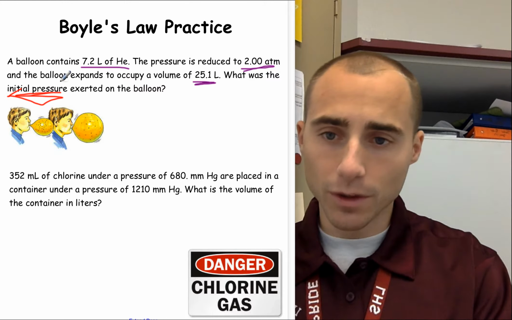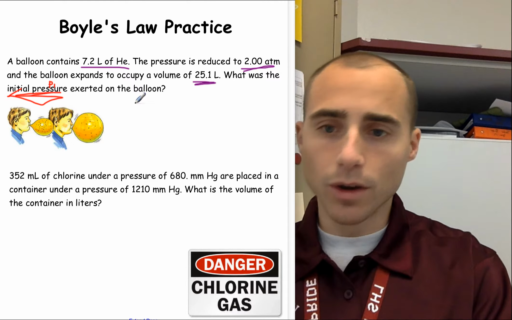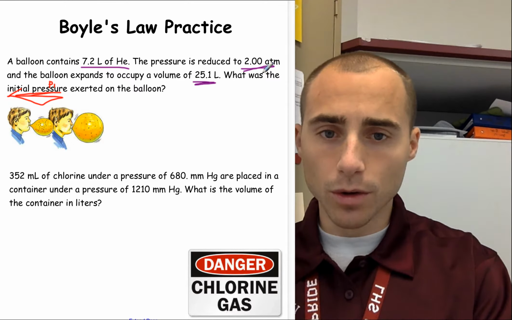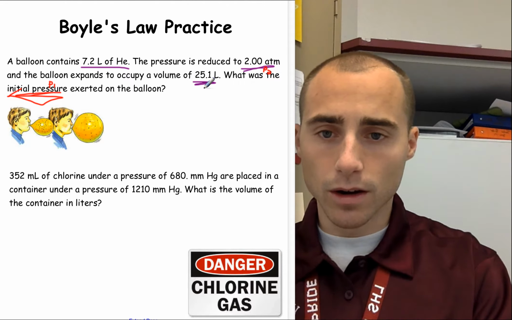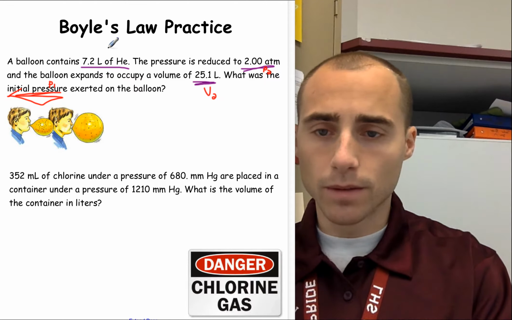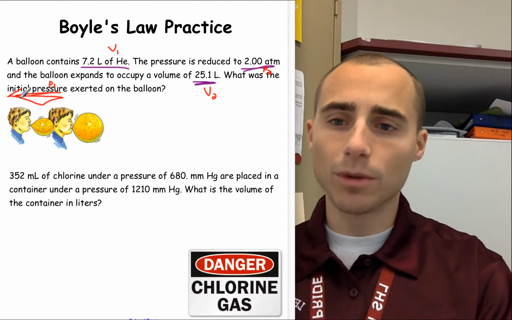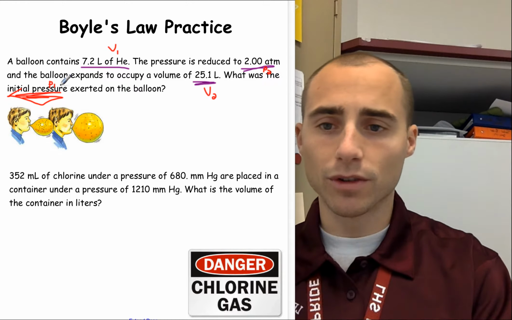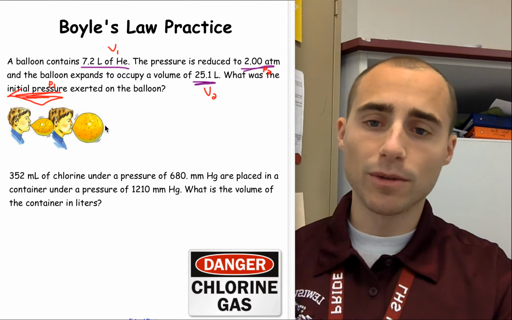Because we're searching for the initial pressure, initial means the first, so we don't know our P1. We do know our P2 right here. This is our V2, and this is our V1. The reason our P1 is down here is because it's asking what was the initial pressure, which means the first pressure. So this will be matched up with that. We don't have to do any conversions. It's already in atmospheres and liters.